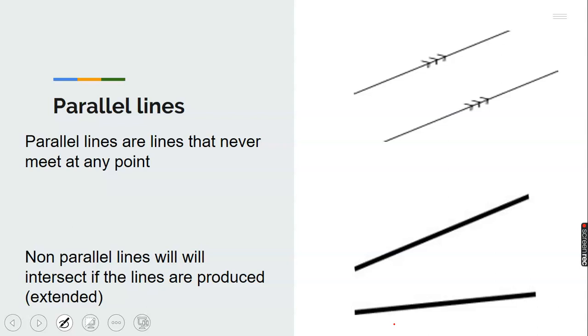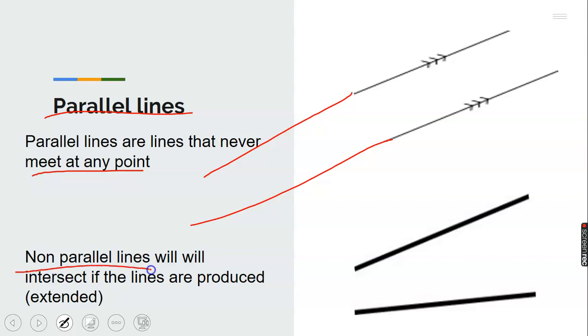Now, we move to parallel lines. Parallel lines are lines that never meet at any point. Look at these two lines. They are said to be parallel. Even if you produce them backward, they will never meet. So long as they are parallel, we call them parallel lines. They can never meet at any point.